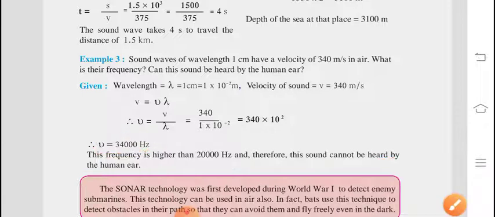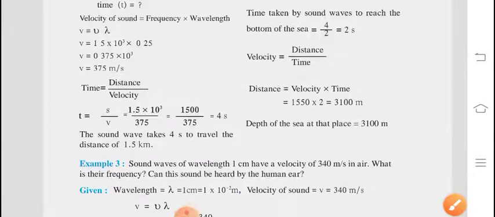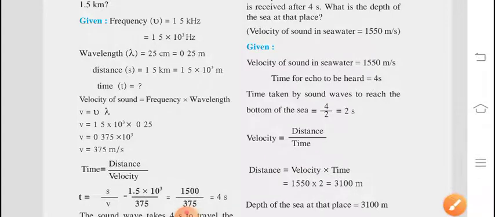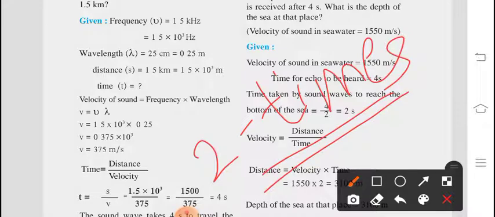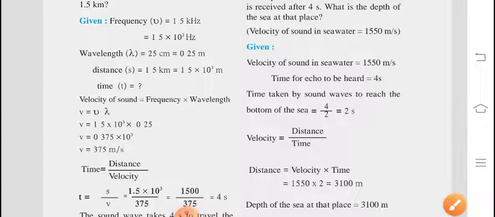Clear? So you have to solve these 3 numericals 2 times in your notebook. Okay, these are important. Solved numericals are almost important. So you have to write these 3 numericals 2 times. This is your homework, and today I'll stop this lecture. Thank you.